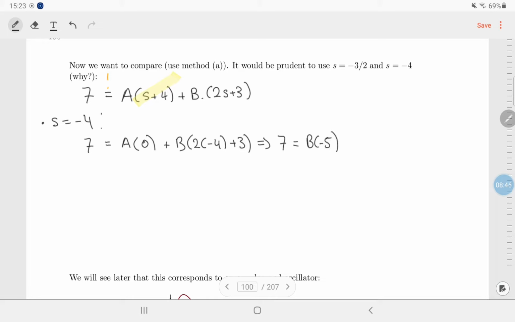Now you're interested in finding A and B here. So divide both sides by -5. You get that B is equal to -7/5.